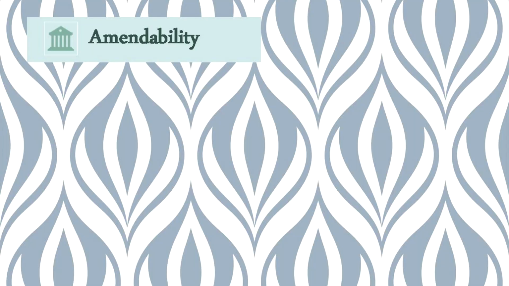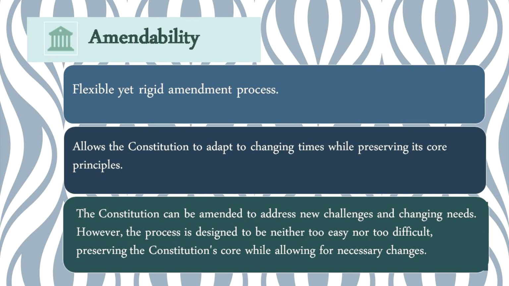One very important feature of a Constitution is amendability. You don't say that a Constitution once framed so many years back is still the same Constitution. As the society changes, as the needs of the citizens change, the Constitution can be and has been amended time and again. This is a flexible yet rigid amendment process. This allows the Constitution to adapt to changing times while preserving the core principles. The Constitution can be amended to address new challenges and changing needs. However, the process is designed to be neither too easy nor too difficult, preserving the Constitution's core while allowing for necessary changes.